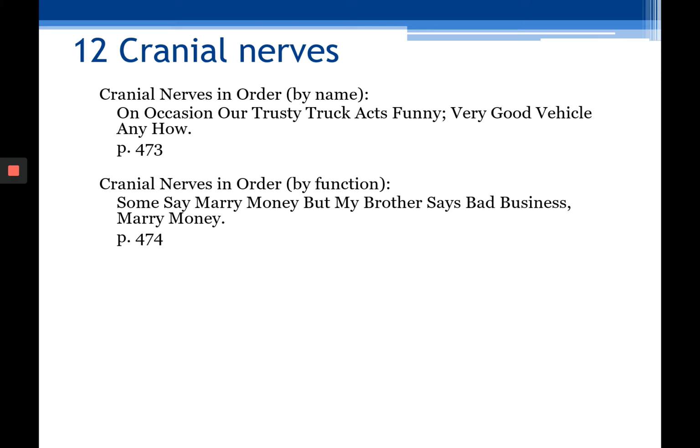So you can remember the cranial nerves in order by name with this acronym: "On occasion, our trusty truck acts funny. Very good vehicle anyhow," or you can make your own. I highly recommend that. And then there's also a phrase for remembering cranial nerves in order by function. Here they're using S, M, and B. B is for both sensory and motor functions to that nerve. S is for sensory only, and M is for motor only.